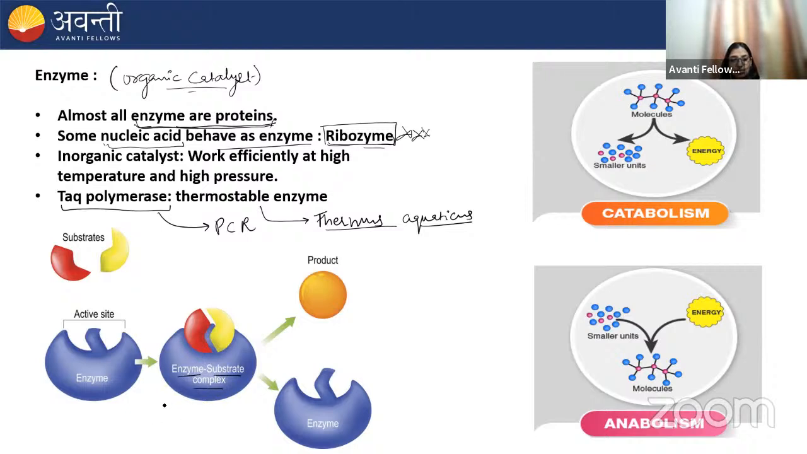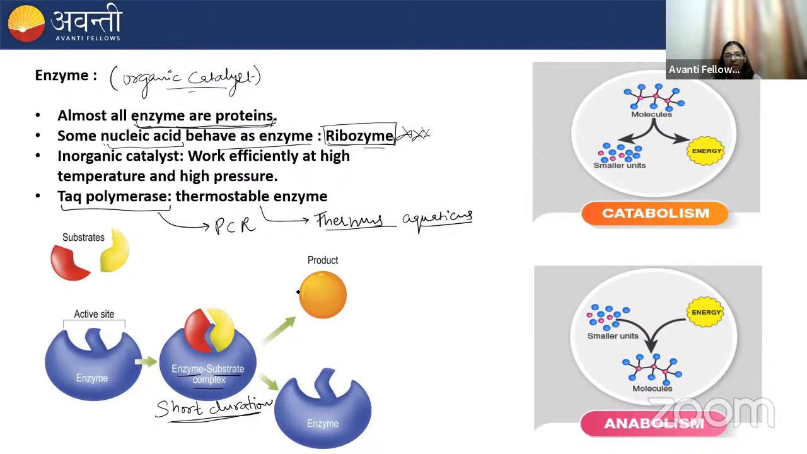And this enzyme substrate complex is formed for a very short duration. Now, immediately this substrate is converted into the product and the enzyme is released. Now the enzyme has a free active site so that it can bind to the next substrate.